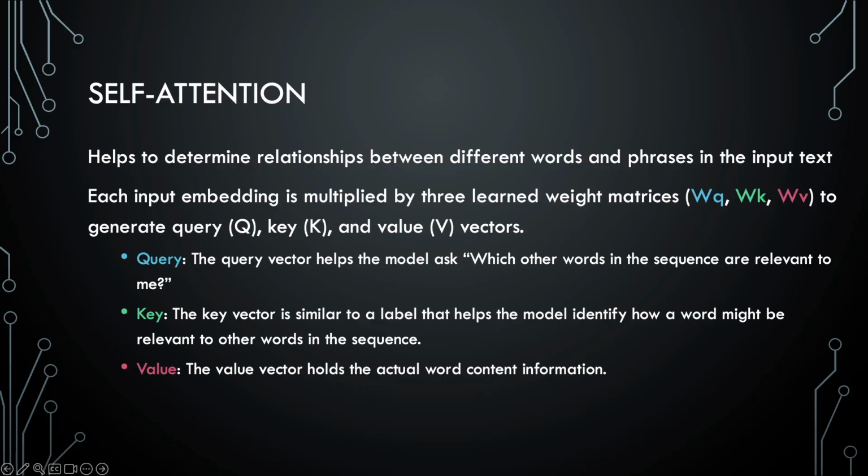Here's how the self-attention process works. Each input embedding is multiplied by 3 learned weight matrices. This generates what we call query, key, and value vectors. The query vector helps the model ask which other words are relevant to me. The key vector provides labels that identify how words might be relevant to others. The value vector holds the actual word content information.